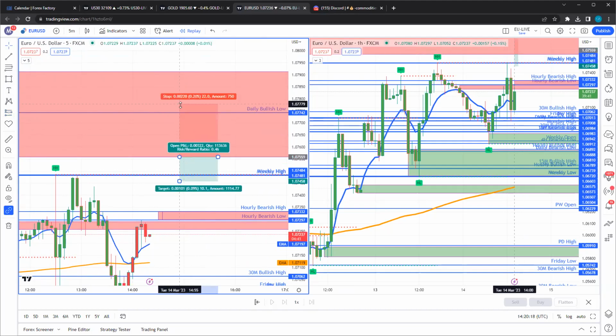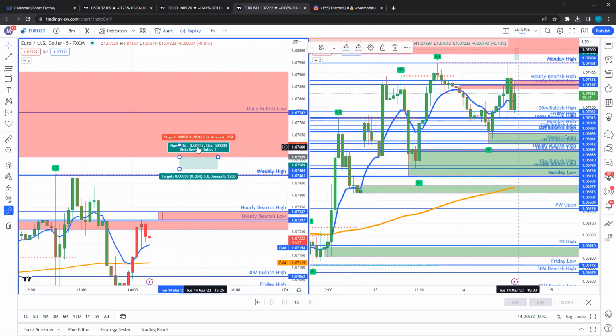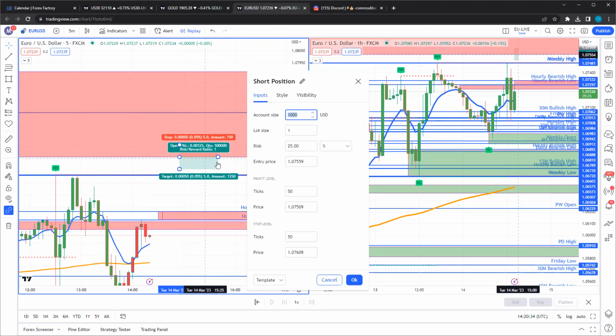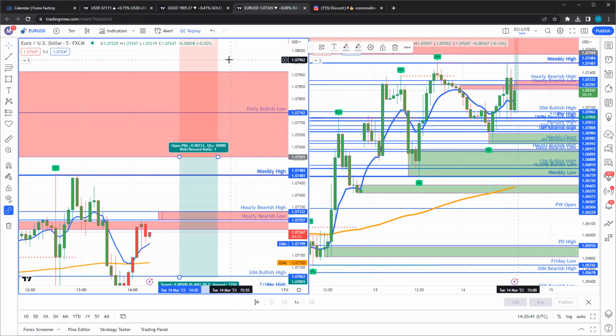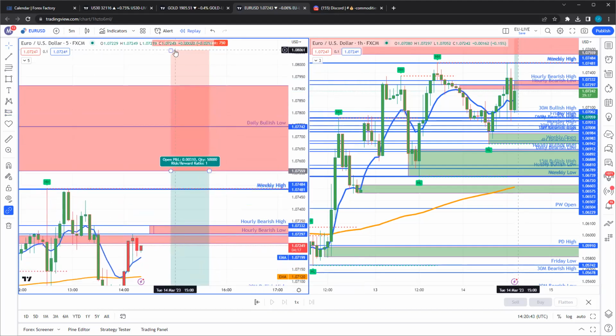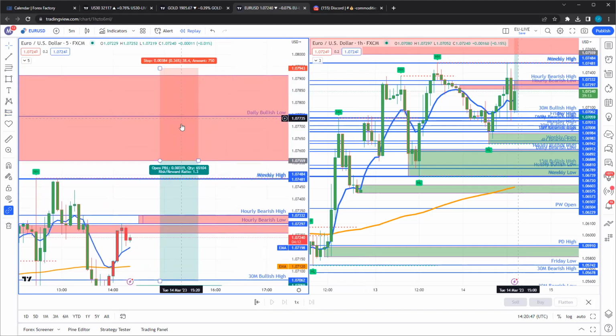Bottom of that zone, stop loss above the daily bullish high. So ideally go for like a 50-50. So this would be 50. Let's see how this is going to take us. Oh, should be 500 because it's EU. Okay. So ideally stop loss above that zone. So that's the first trade.